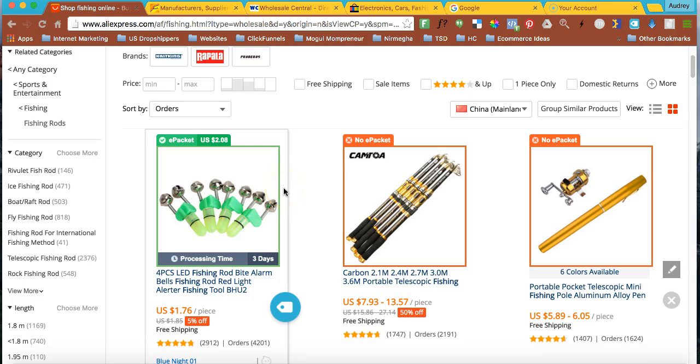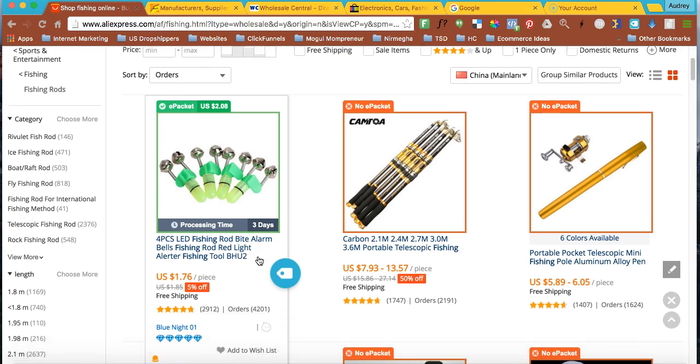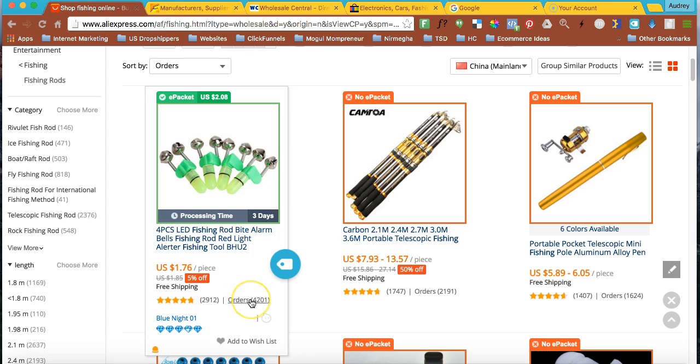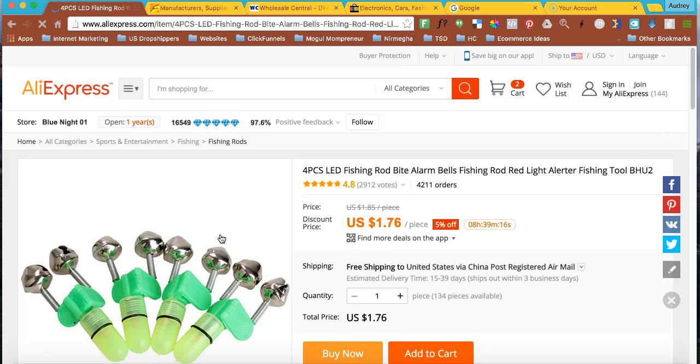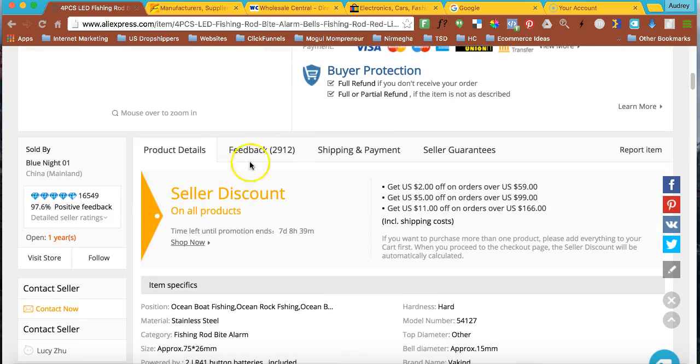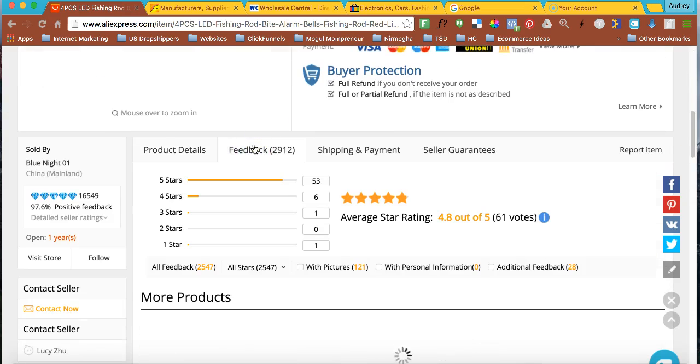They do offer e-packet shipping. It costs $2.08, but that's not bad. They have a low processing time, 3 days, not bad at all. And they've sold 4,201 of these items, which is great. So we're going to look at this, and there's plenty of feedback.